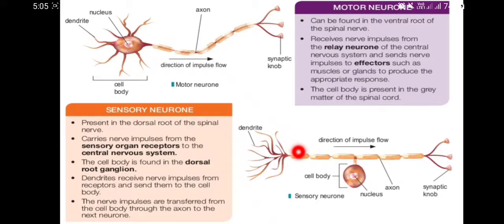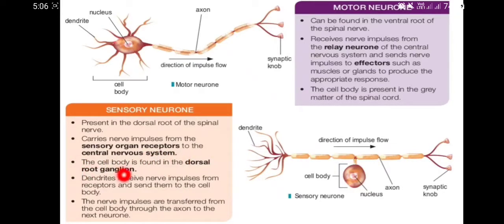The second one is the sensory neuron. This is the sensory neuron. Here is the dendrite, with the direction of impulse flow. Here is the cell body. This is its axon, and here is its synaptic knob. It is present in the dorsal root of the spinal nerve, and carries nerve impulses from the sensory organ receptors to the central nervous system. It carries nerve impulses from the receptors, which detect any changes, and then sends them to our CNS, the central nervous system.